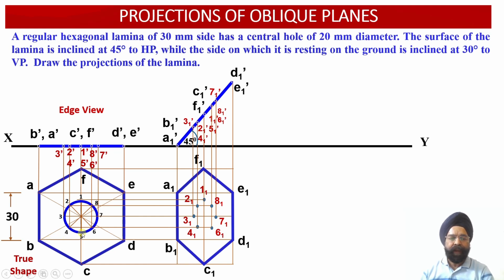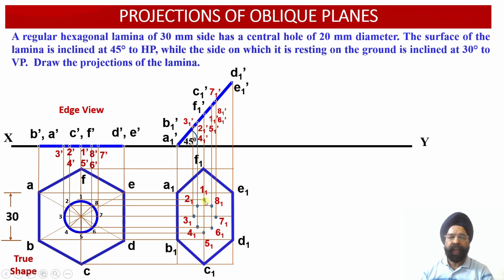And finally, we have to draw the projections corresponding to the point 5. Please check, this is the horizontal projector drawn through the point 5. It intersects with the vertical projector drawn through the point 5-1 dash over here. Once you bring this projector down, it intersects with the horizontal projector drawn through the point 5 over here. So this is the location of the point 5-1.